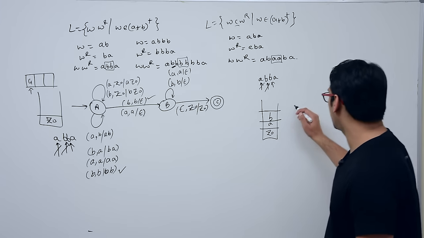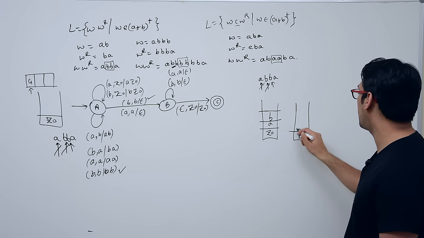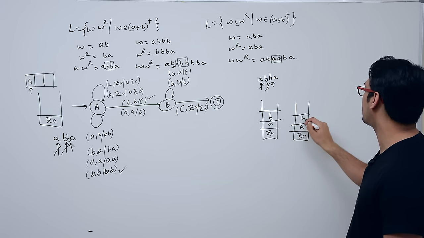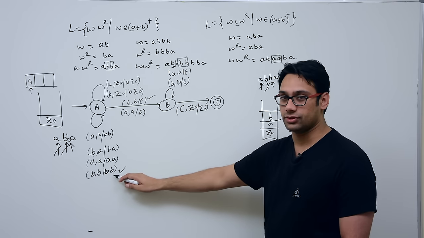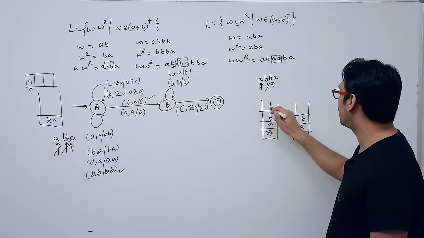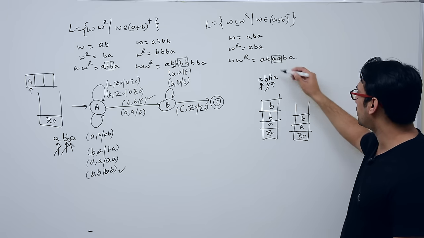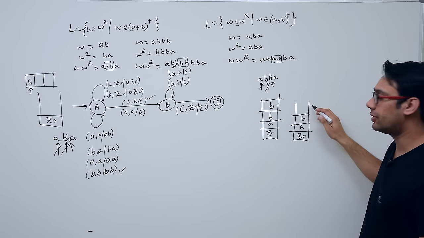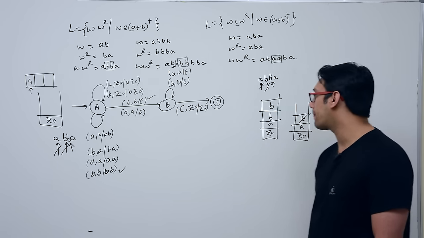So let us make two copies of this stack now. This is Z naught, this is A, and this is B. After checking this B, if we make this transition, which assumes that the middle point has not reached, we are going to put this B onto the stack. After checking this B, this copy assumes that the middle point has already reached, so it is going to pop this B out of the stack.